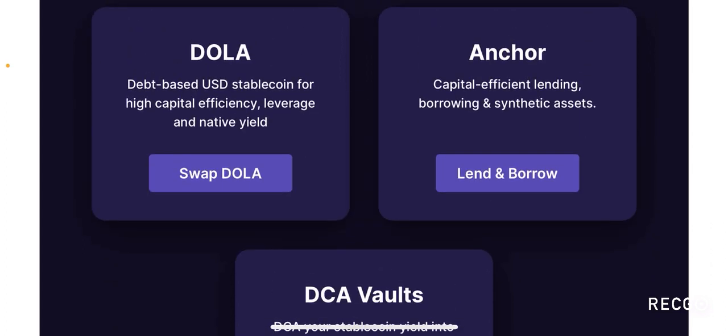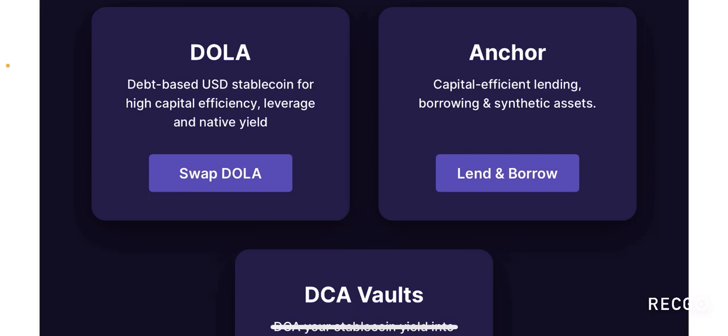So Dola is a debt-based USD stablecoin for high capital efficiency, leverage and native yield. So this is one of their products, which is a stablecoin, which is Dola, and it's a debt-based USD stablecoin, right? And if you want to buy Dola, you can click on the swap Dola here.